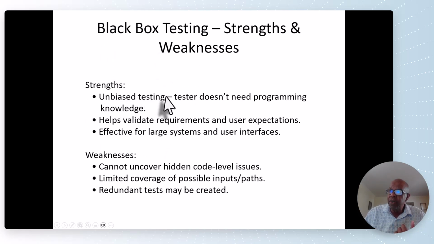Strengths: unbiased testing. The tester doesn't need to know a programming language. It helps validate requirements and user expectations, and it's effective for large systems and user interfaces. The weakness: you can never tell whether you covered all the code that you wanted to cover in order to make sure that there are no bugs. There's no guarantee. Since it's black box, you're basing it simply on functionality and not on programming lines of code.